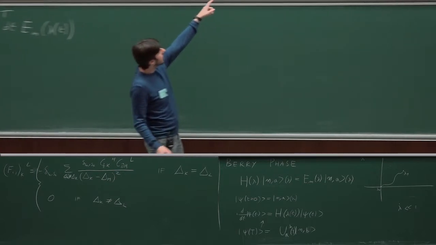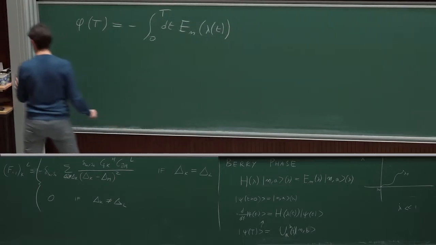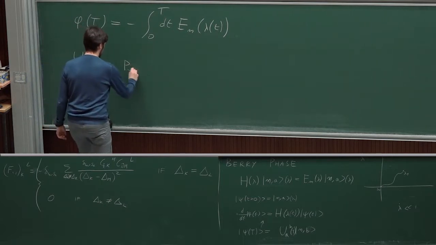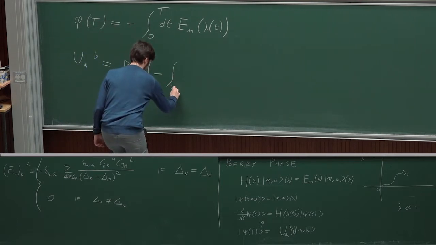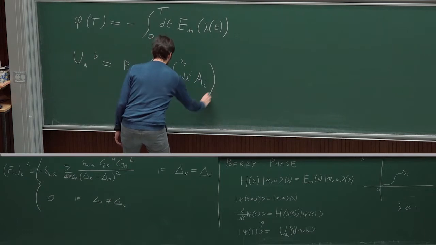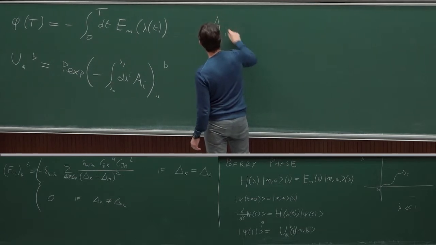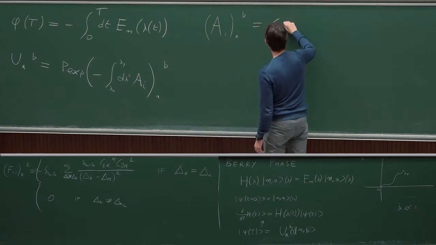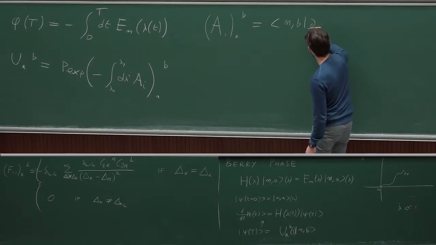But then you can also solve for the matrix U. And the matrix U will be given by the path ordered exponential of this object for lambda 0 to lambda 1. So this is a matrix where I introduce this object A_I, which is also a matrix, and well, this is D or D lambda I.